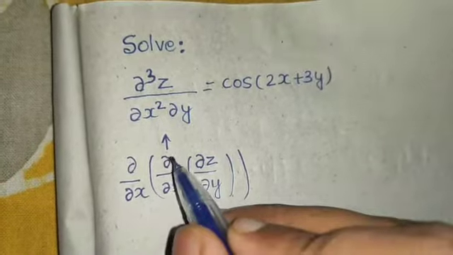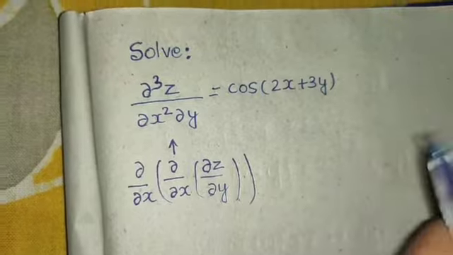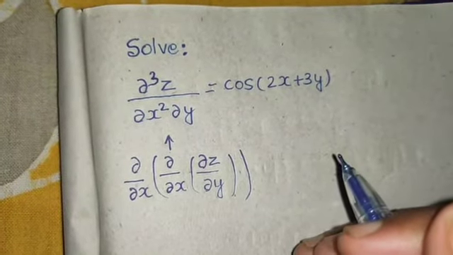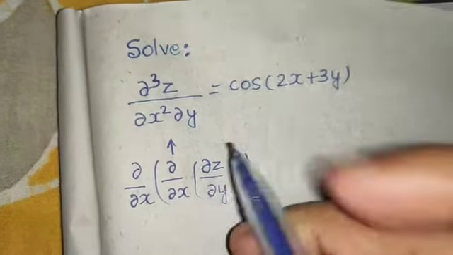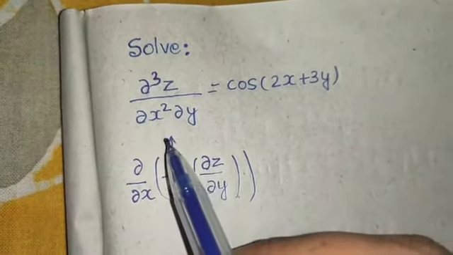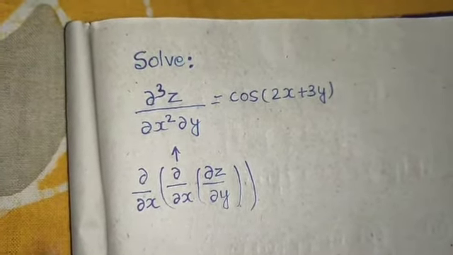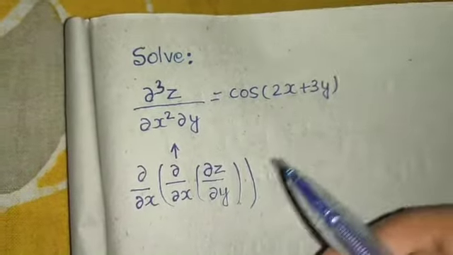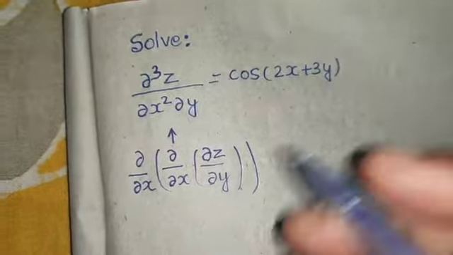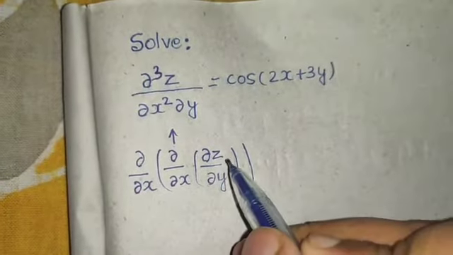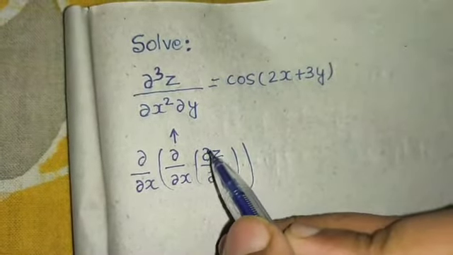You might do del by del x of del z by del x at first place, and then differentiate with respect to y partially, then differentiate with respect to x. But you have to keep in mind that you have to differentiate with respect to x partially twice and with respect to y one time. That count is important, not the order, because they are continuous. So we started from z and partially differentiated 3 times.